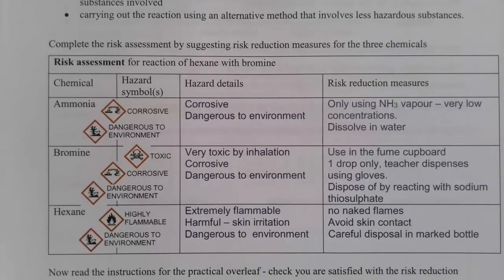So this is our risk assessment for the reaction of hexane with bromine. And you can see there we're using three chemicals: ammonia, bromine and hexane. Of those three, bromine is probably the most dangerous, especially at the levels of concentration we need to use it. It's very toxic, it's corrosive, in other words it burns on contact, and it's dangerous to the environment. That's why it's kept in the fume cupboard, why only the teacher will be dispensing it using gloves, and any spills are very quickly dealt with and cleaned up.